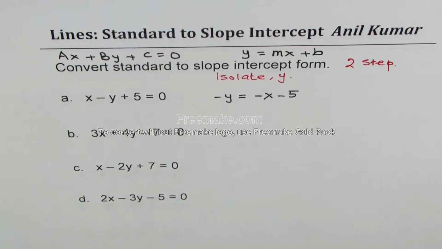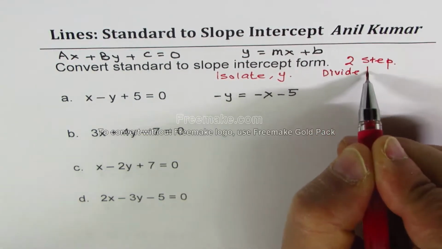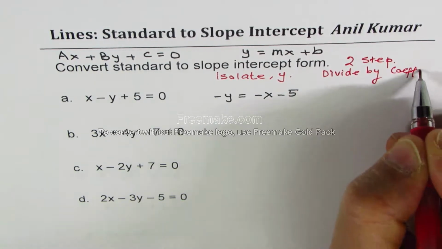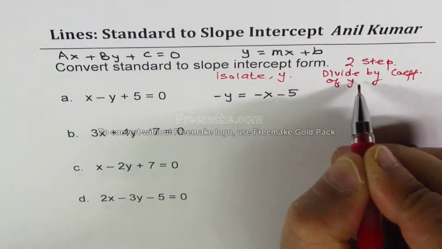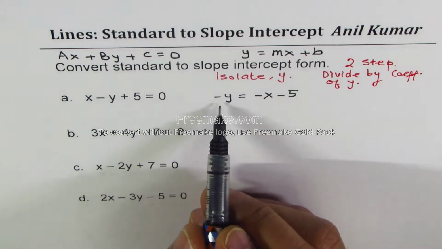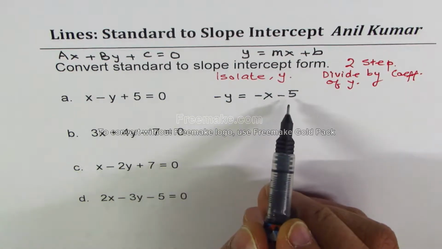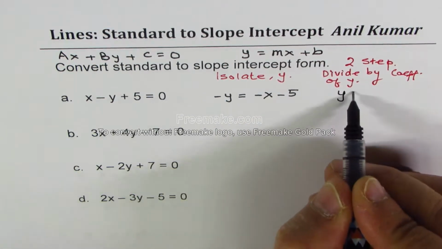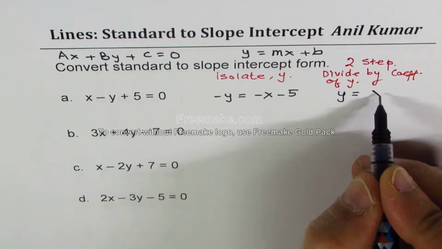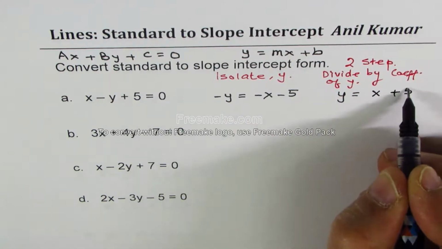The second step is to divide by the coefficient of y. In this particular example, what is the coefficient of y? It is minus 1. So we'll divide everything by minus 1. What do you get? You get y equals minus divided by minus is plus x, and again minus divided by minus is plus, so we get x plus 5. Do you get it?